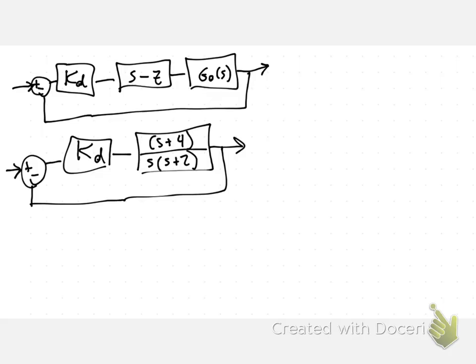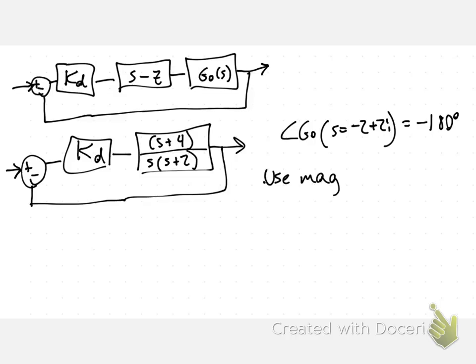But if we do that angle criterion, that would just be the math we just did, where we have that our angle GO of S at negative 2 plus 2i, because it's the point that we're looking at, would be equal to negative 180. We just did that work. We don't need to do it again. So now what we want to do is we want to use our magnitude criterion to find what KD should be.